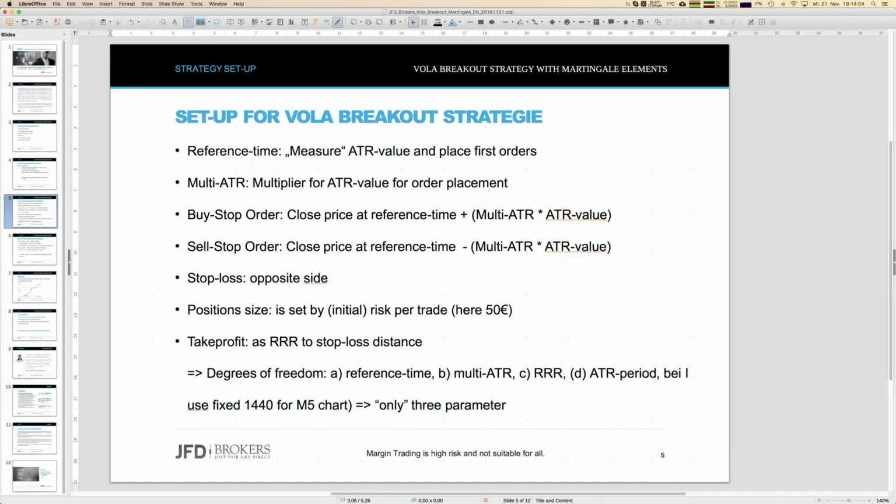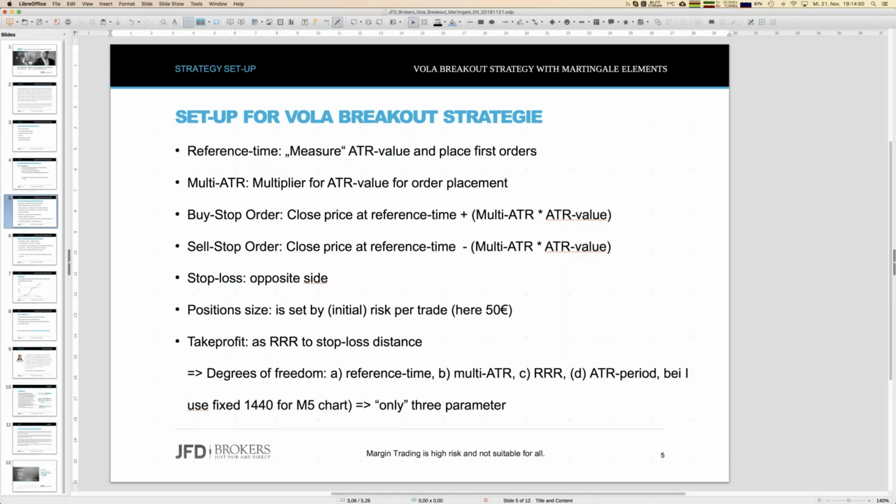But at least I want to know whether we are in a market environment like, let's say, today, or in those heavy conditions like the financial crisis. At that point in time, the DAX, for example, made 100 points in 5 minutes. Today, it might need 1 day. So volatility can be totally different, and I want to take that into account for that strategy. Therefore, we measure the volatility in terms of an ATR value, and then we place our first orders exactly at our reference time. How to place those orders?